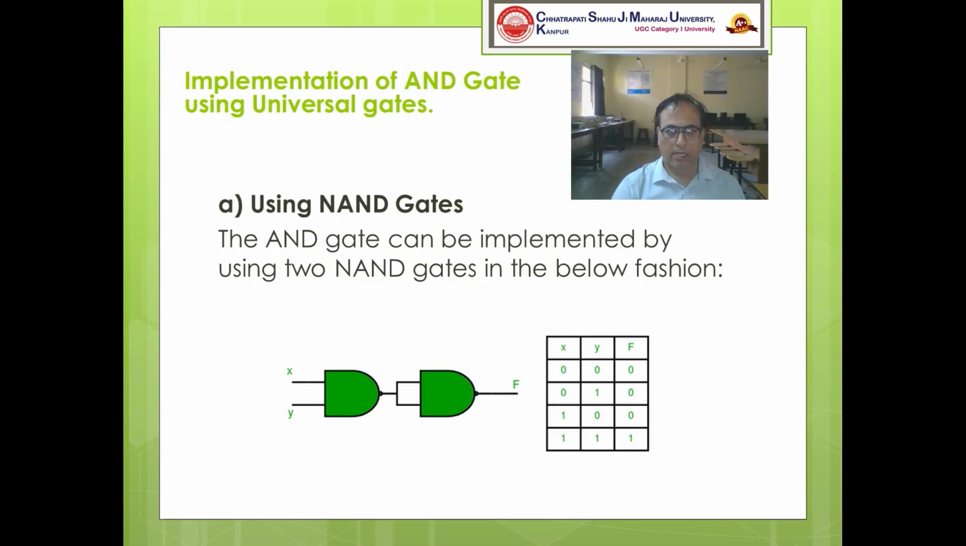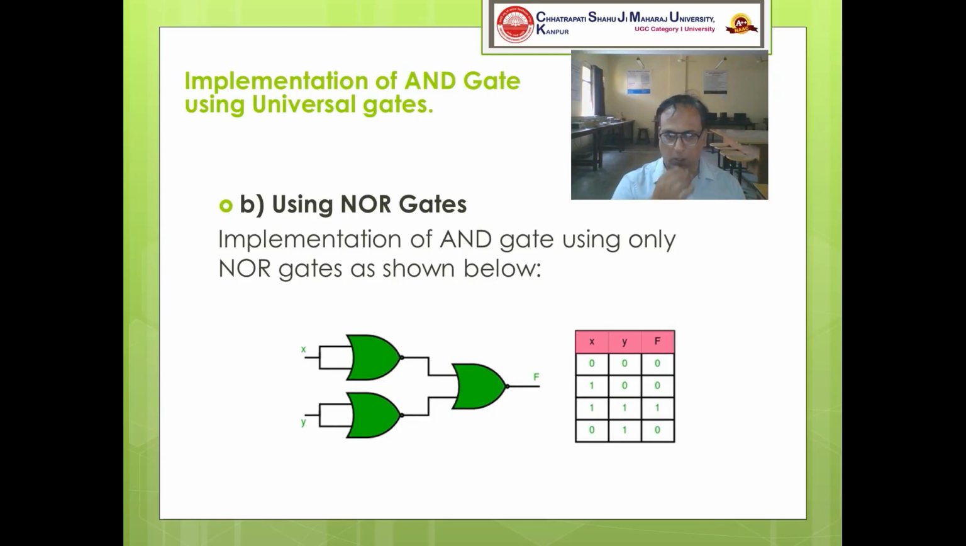Now, let us implement this AND gate using NOR gates. To implement this, we require 3 NOR gates. As we can see, there are 2 NOR gates whose inputs are shorted and given one input X and another input Y, and the outputs of these two NOR gates are again fed to the third NOR gate.